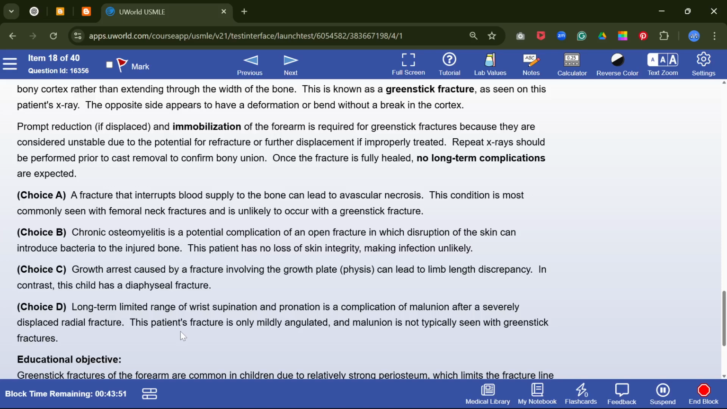Chronic osteomyelitis is a potential complication of an open fracture, in which disruption of the skin can introduce bacteria to the injured bone. This patient has no loss of skin integrity, making infection unlikely. And growth arrest caused by fracture involving the growth plate can lead to limb length discrepancy. In contrast, this child has a diaphyseal fracture.